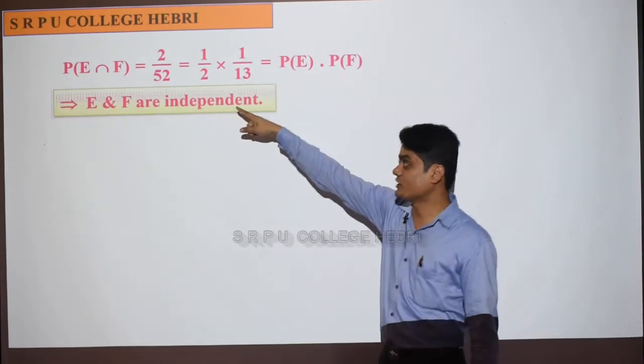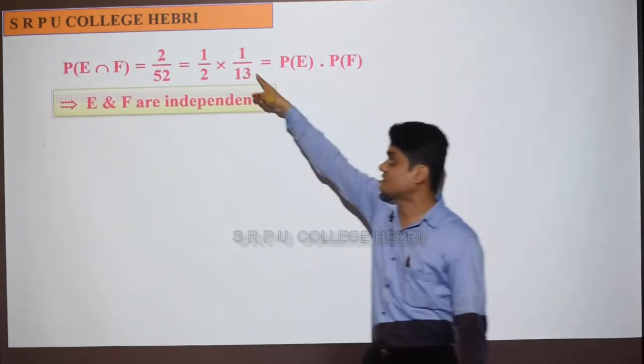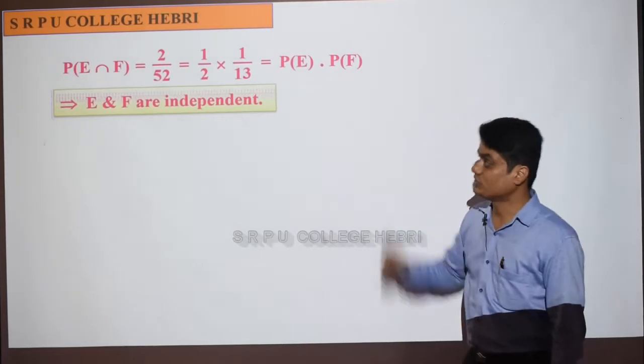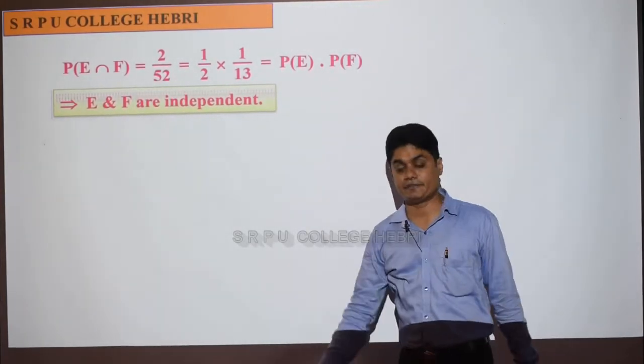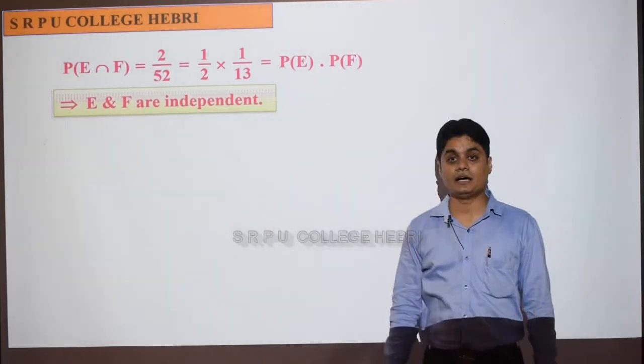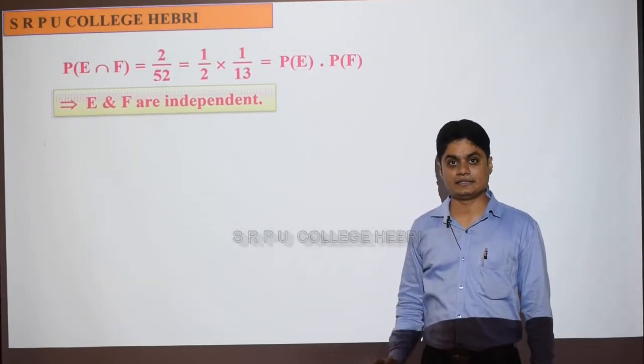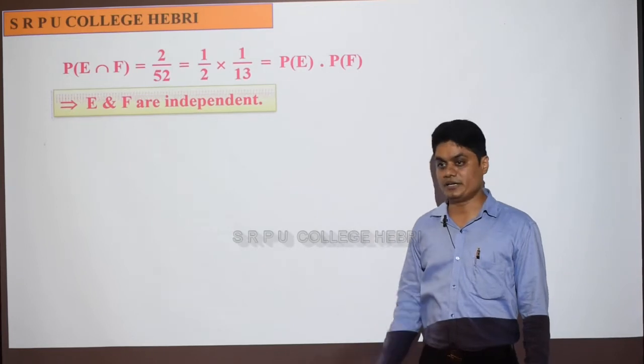Yes, this is true, because 2 by 52 is 1 by 26, and this is also 1 by 26. So probability of E intersection F is equal to probability of E into probability of F. Therefore E and F are independent. So therefore E and F are independent events.